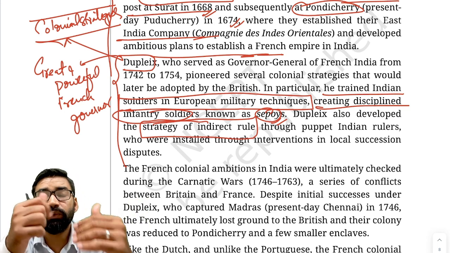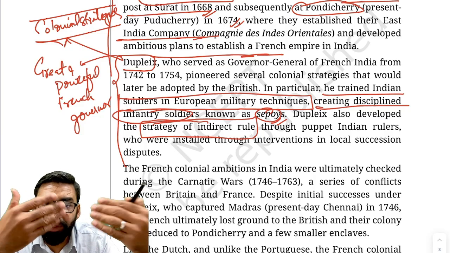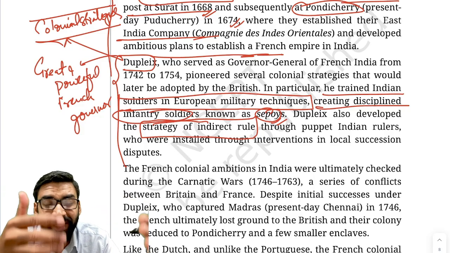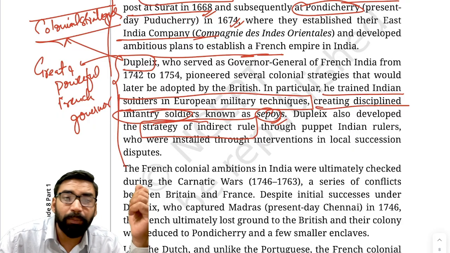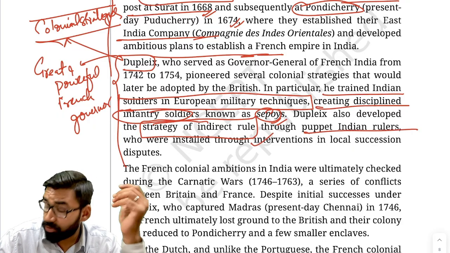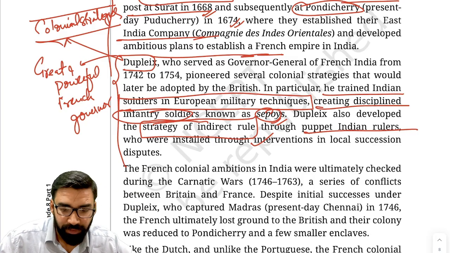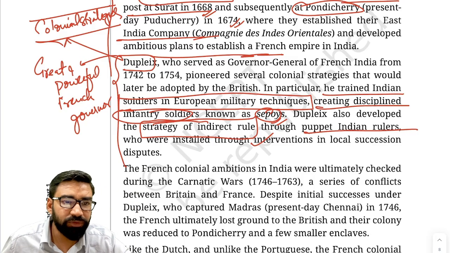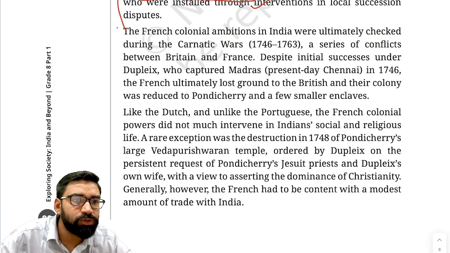That means how indirect rule? Dupleix said that we are going to support this particular ruler and we will help them in taking the throne. That means Dupleix wanted to create puppet Indian rulers. Clear? So Dupleix actually intervened in wars of succession and then he created puppet rulers. Fine? Okay. Now after this, the Carnatic Wars started in 18th century. Now this is something related to Carnatic Wars.